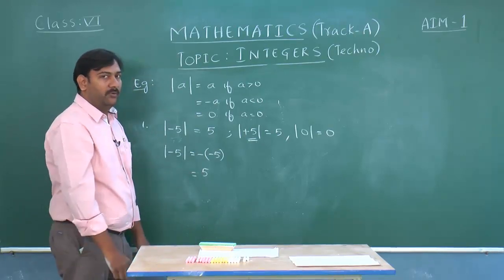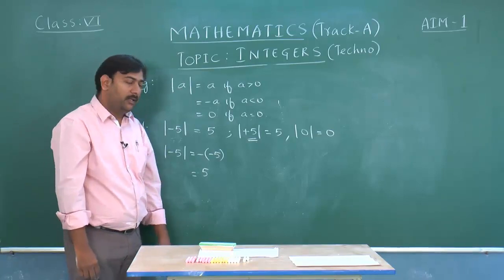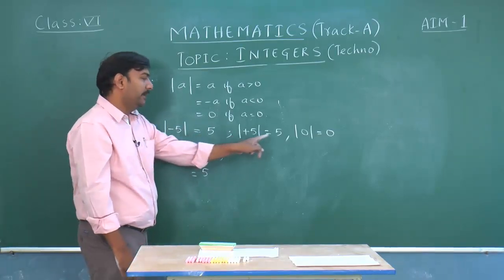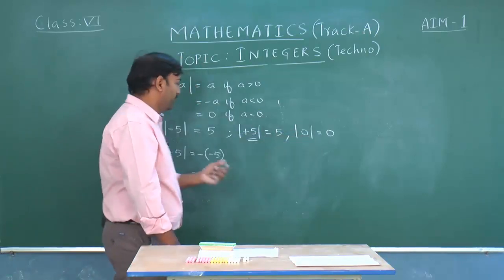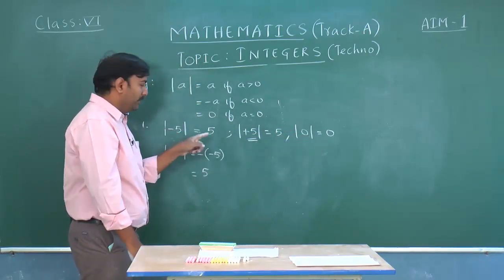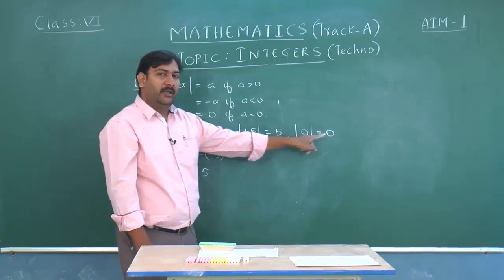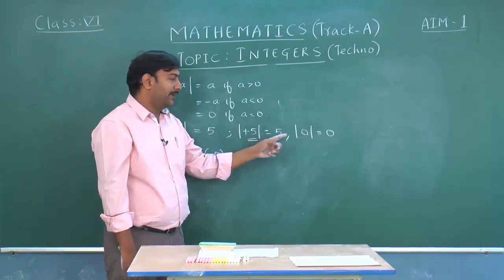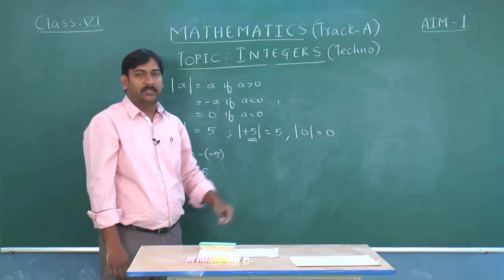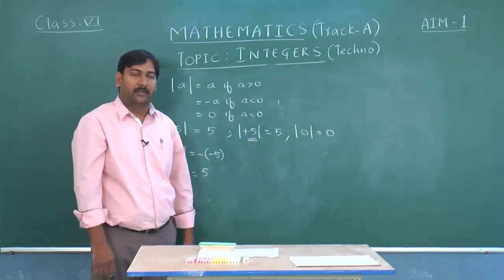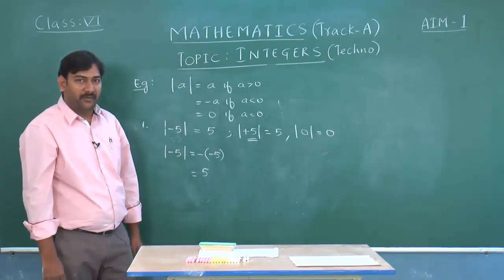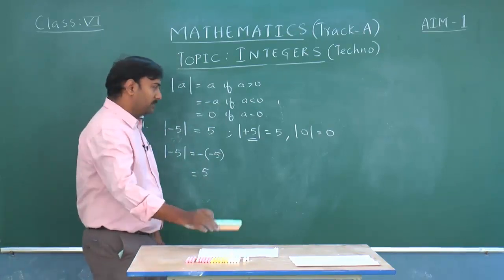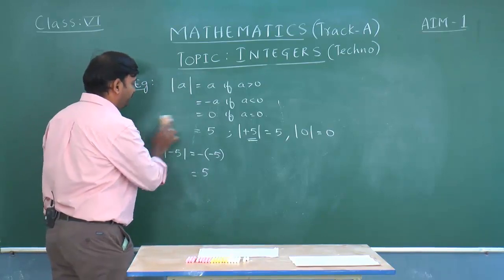So what can we conclude from this is, we can conclude that the absolute value of any integer is never negative. If you observe carefully, the absolute value of any integer is never negative. Never negative means it can be positive or it can be 0. So this is a very important point, that the absolute value of an integer is never negative. Let us consider some other examples.